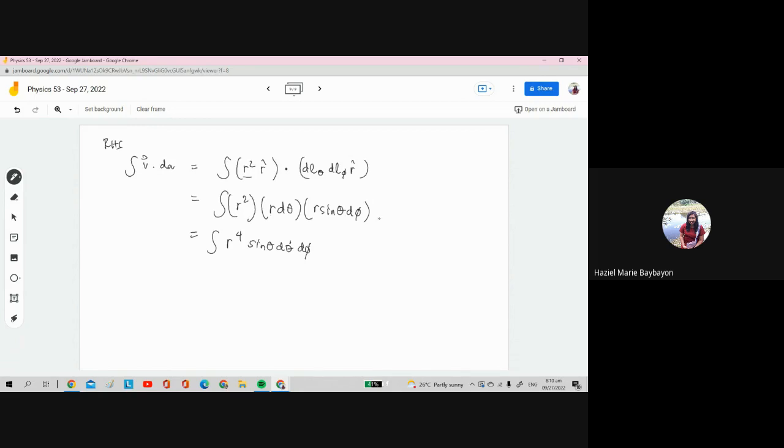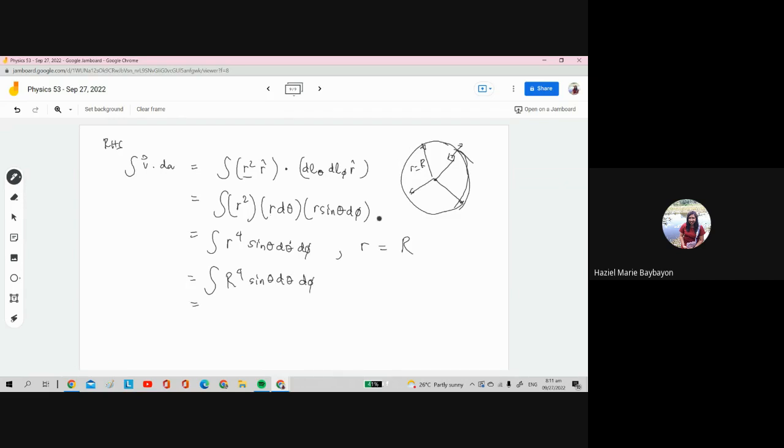Since we are considering the surface element dA on the surface of a sphere, from the origin, wherever you take a surface element on the surface of the sphere, r is constant, which is equal to the radius of the sphere. So r is equal to the radius of the sphere. It is constant, so we can substitute it here. So you have r to the fourth sine theta d theta d phi.